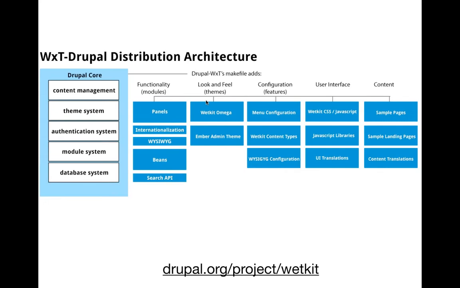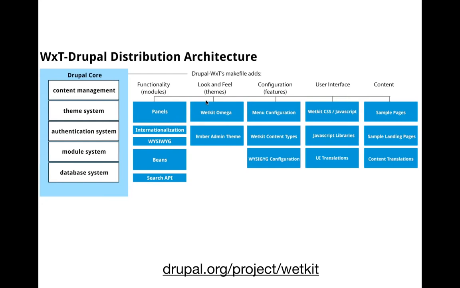So to start off, the Drupal Web Experience Toolkit distribution is a version of Drupal. So you can download it from drupal.org/project/webkit. And that is going to give you Drupal core, which is, like I said before, this very flexible content management system. And it's also going to give you a whole set of other components.